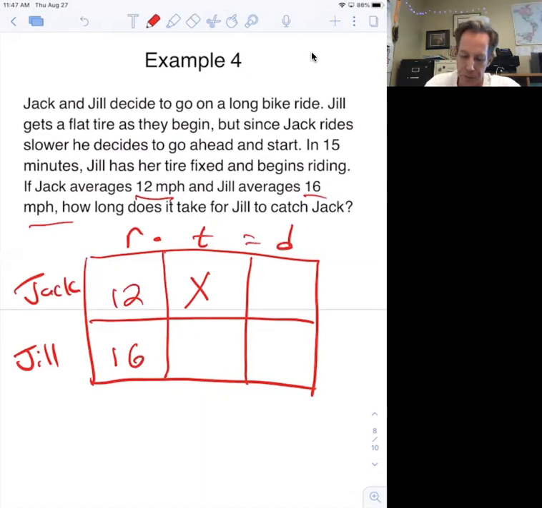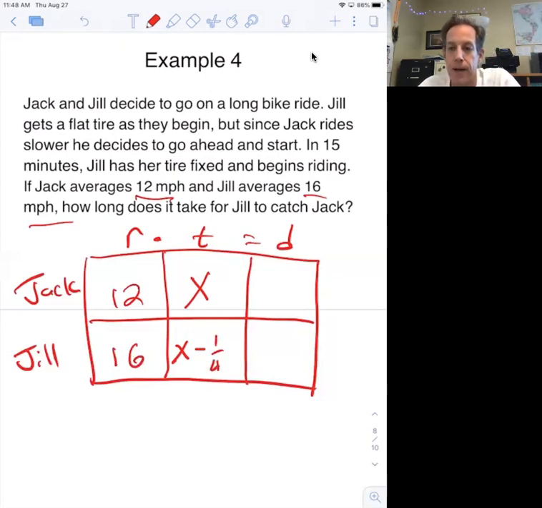Now, here's the deal with this one. We need to be very consistent with our units. Rates are given in miles per hour, so that means our distance needs to be in miles and our time in hours. So we don't want to say x minus 15 because 15 is in minutes. How much of an hour is 15? Well, it's 1/4. So we're going to say x minus 1/4, or x minus 0.25 if you want.